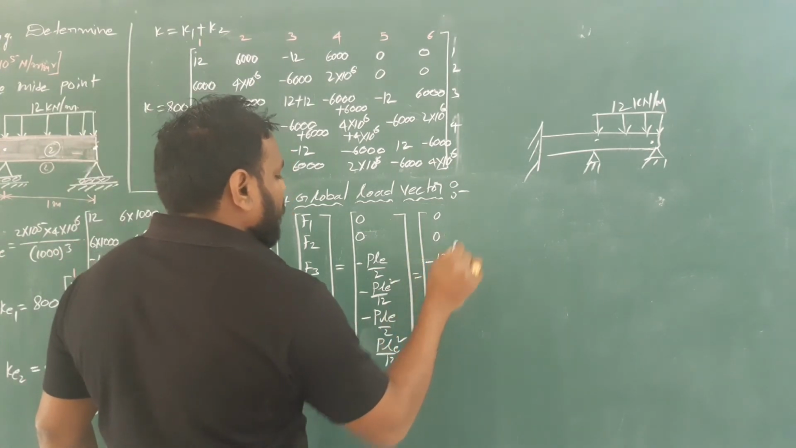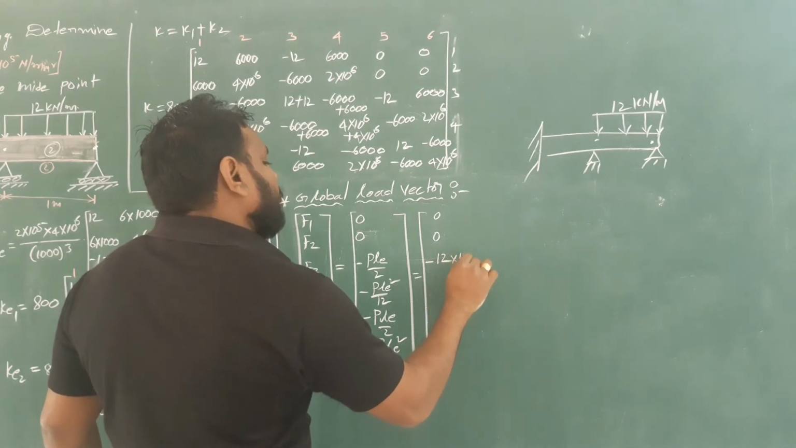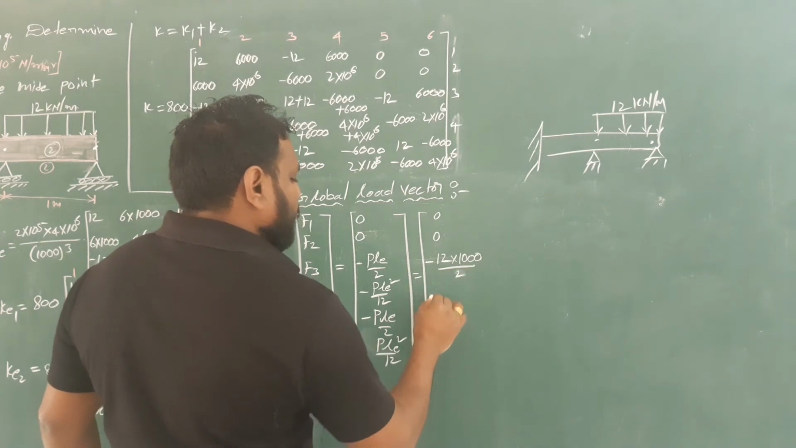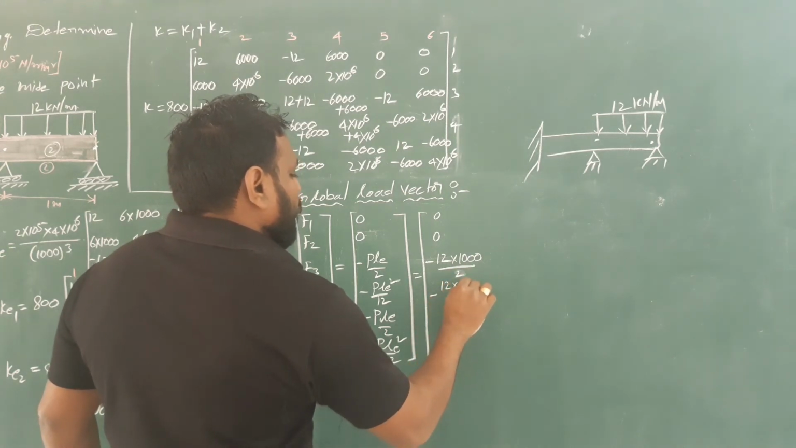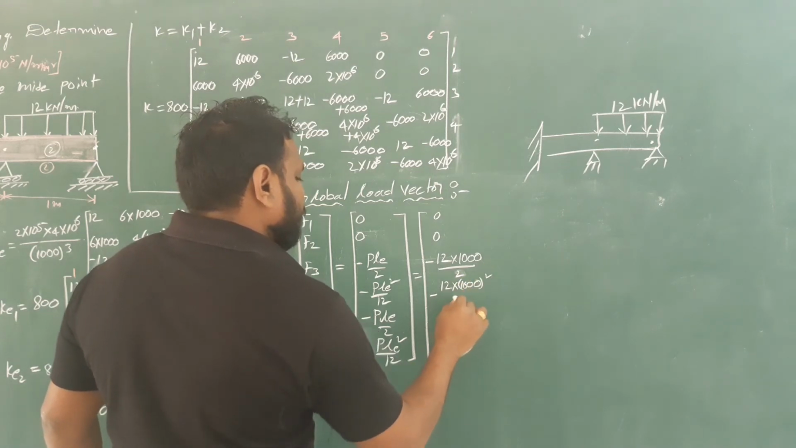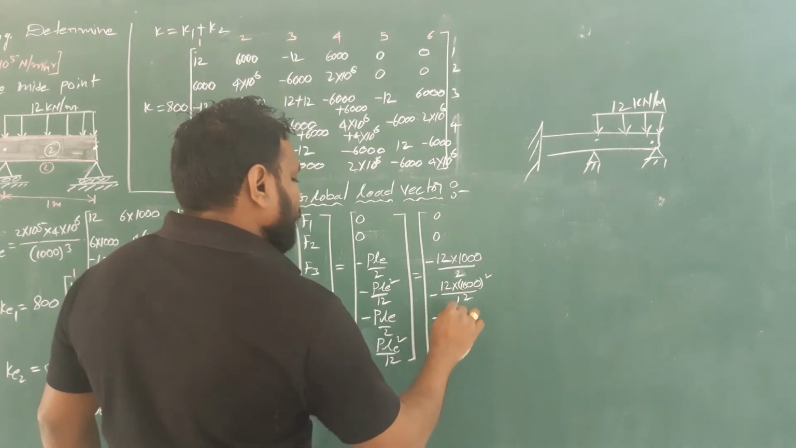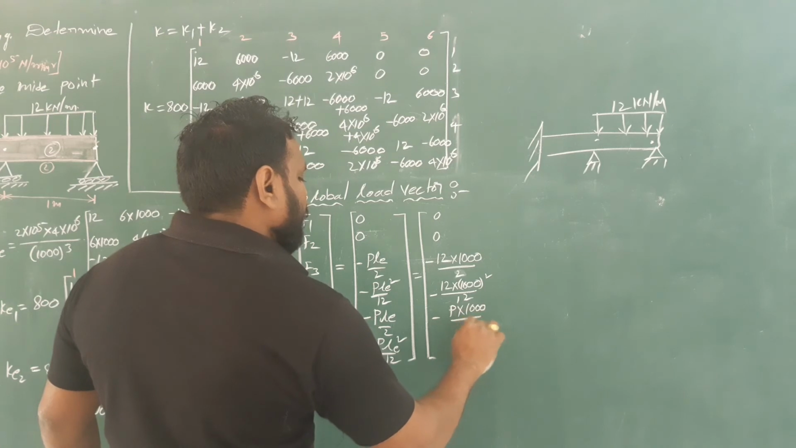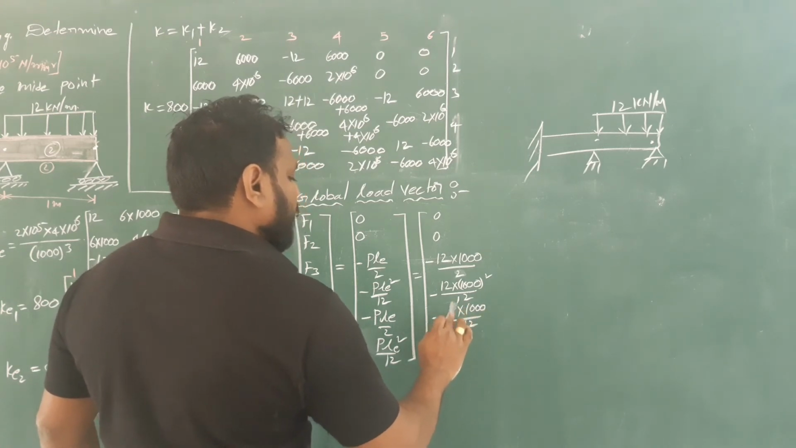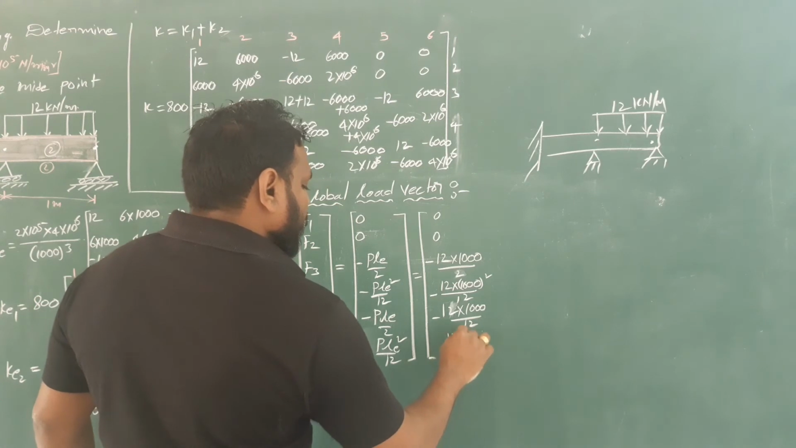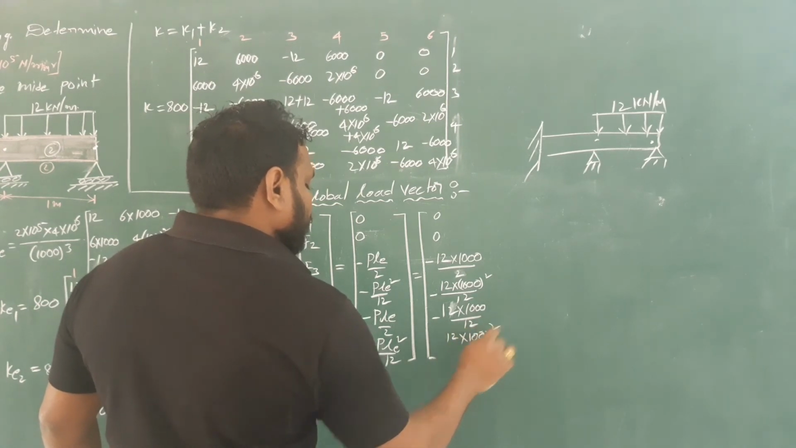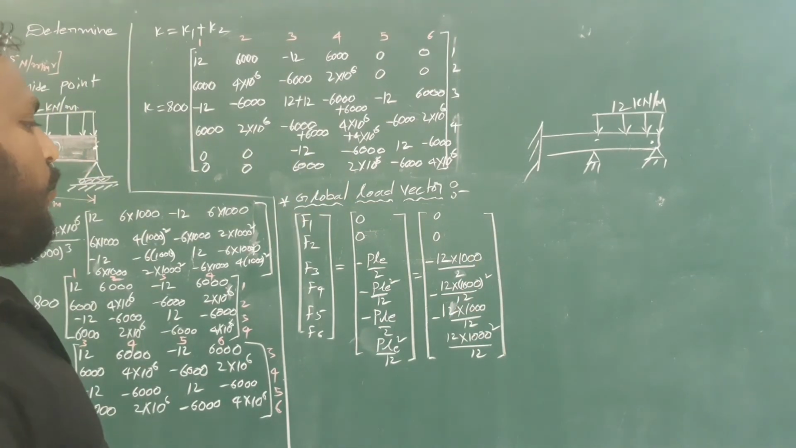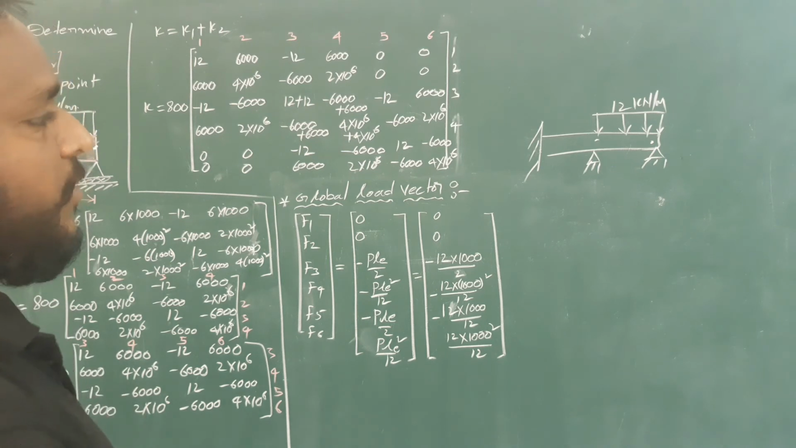That is P, 12 into LE, 1000, divided by 2. Here also minus 12 into 1000 square divided by 12. Here also P into 1000 by 2, and 12 into 1000 square by 12. This is the load vector for a beam element, for this given beam element.